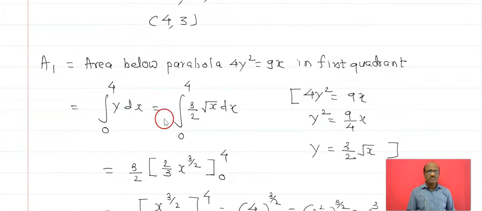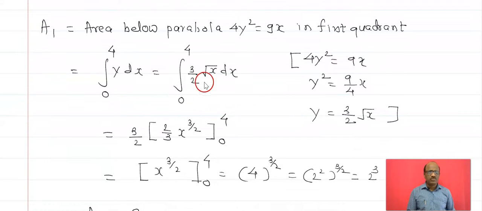Now we'll find out the area below the parabola 4y squared equals 9x in the first quadrant. Now 4y squared equals 9x, therefore y squared equals 9 by 4 x, therefore y equals 3 by 2 into root x. Substitute here: integral from 0 to 4 of y dx, 0 to 4 of 3 by 2 root x dx. Now here is a 3 by 2. What is the integral of root x? x raised to 3 by 2 upon 3 by 2. It becomes multiplied by the reciprocal, and this 3 by 2 gets cancelled. You will get x raised to 3 by 2, lower limit is 0, upper limit is 4.